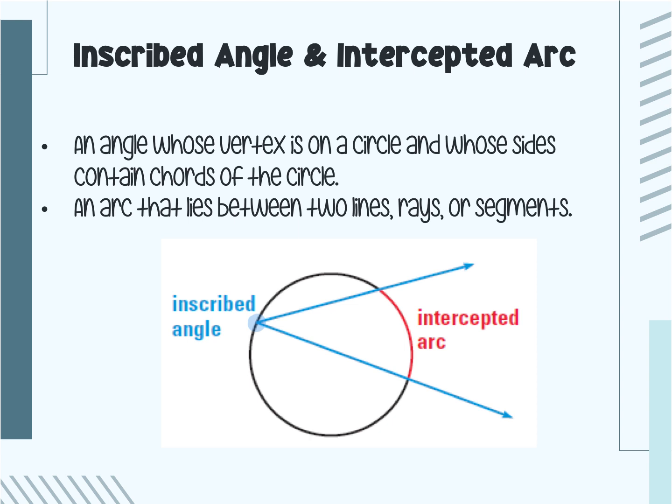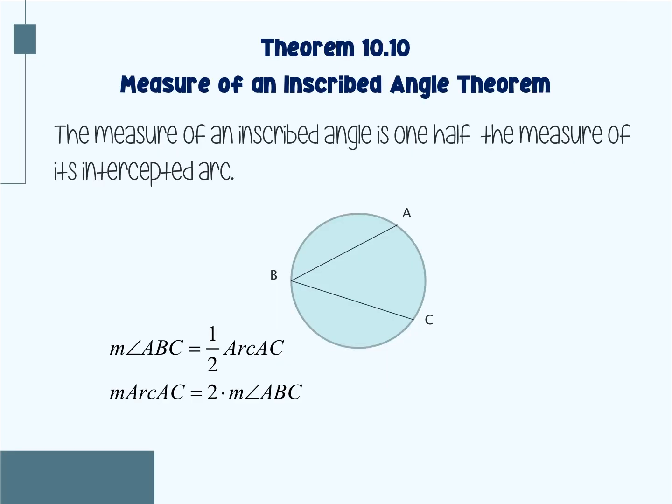The arc that lies between two lines, rays, or segments. Okay, this is the arc that you're going to be using when you're looking at inscribed angles. All right, so looking at this, this is the rule, this is the formula, this is what you have to remember. It's not hard, and I'm going to draw both of them out for you. So the measure of an inscribed angle theorem: the measure of an inscribed angle is 1/2 the measure of the intercepted arc.